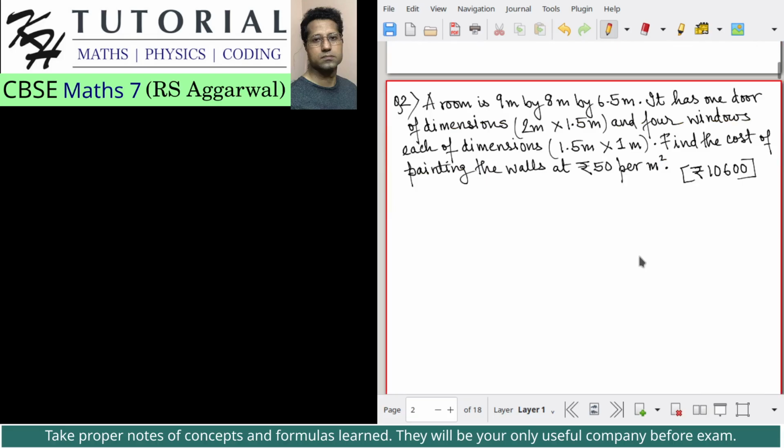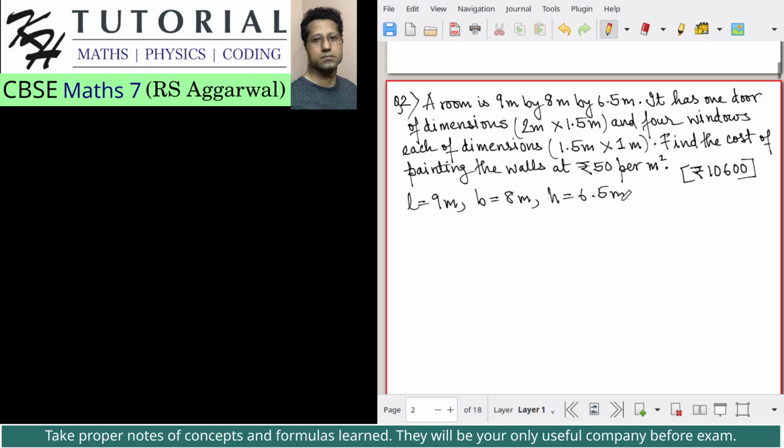A room is 9 meter by 8 meter by 6.5 meter. As we know, a room has 3 dimensions: length, breadth and height. So 9 meter by 8 meter by 6.5 meter means that length is 9 meter, breadth B is 8 meter, and the height H is 6.5 meter.